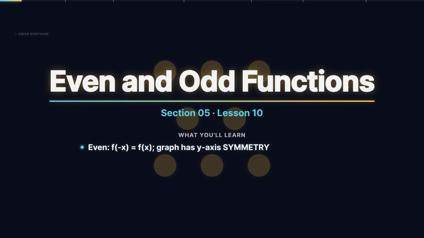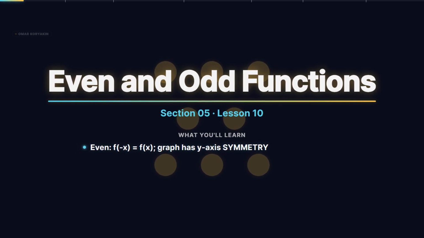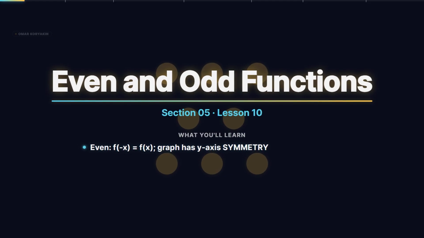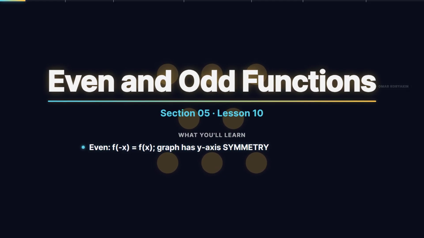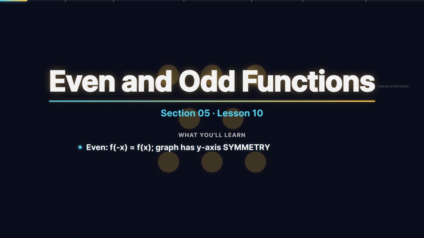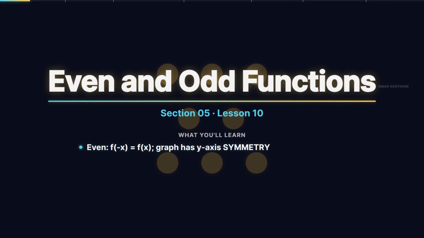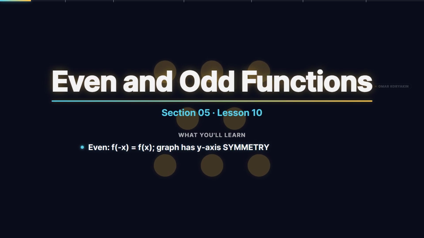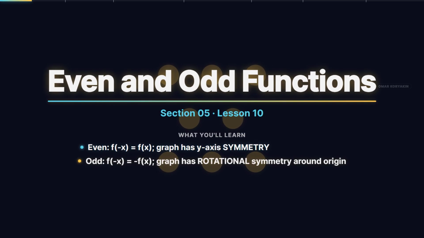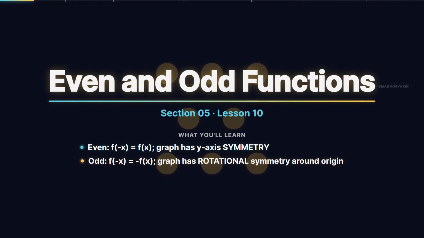First idea on the board: a function f is called even if f of negative x equals f of x for every x in the domain. Geometrically, this condition means the graph of f has y-axis symmetry. The value of the function at any positive input is the same as at the corresponding negative input. Examples include f of x equals x squared, f of x equals absolute value of x, and any function whose rule contains only even powers of x and constants. Even functions have V-shape, U-shape, or other left-right mirror symmetric graphs.